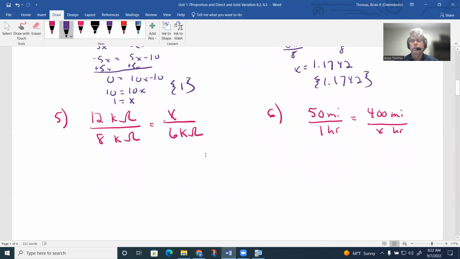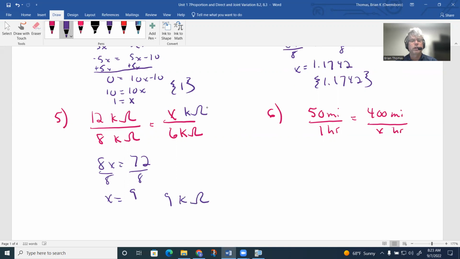So here we actually start to look at actual applications a little bit. We have a ratio of 12 kiloohms to 8 kiloohms, and we have x kiloohms to 6 kiloohms. So that probably should have had kiloohms there. When we solve this algebraically, we can leave the units out for the time being. So I have 8 times x, which is 8x, and then 12 times 6 would be 72. If I divide each side by 8, x would equal 9. And you could say this is 9 kiloohms.